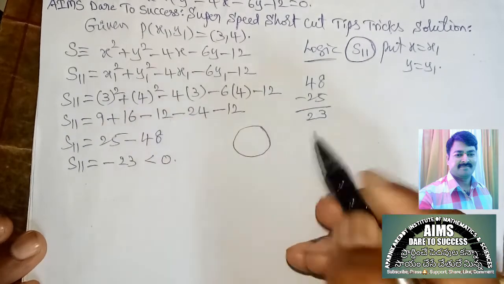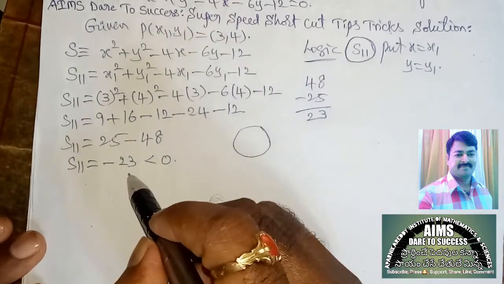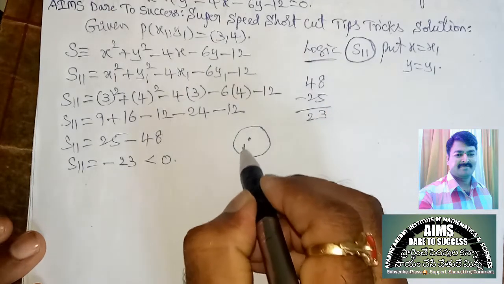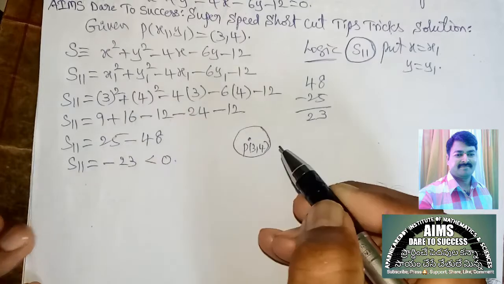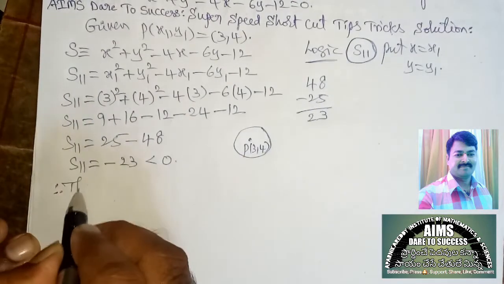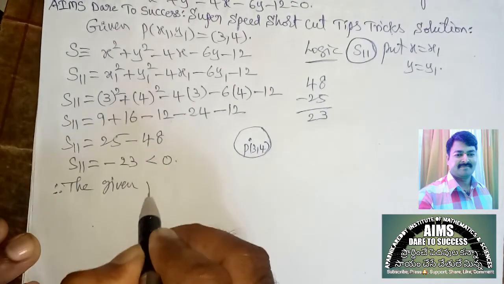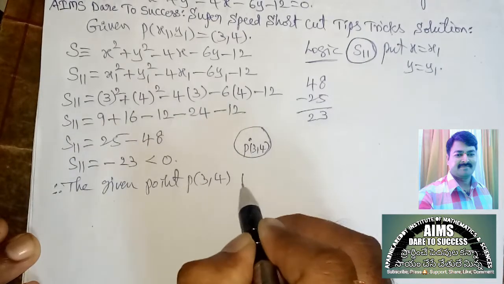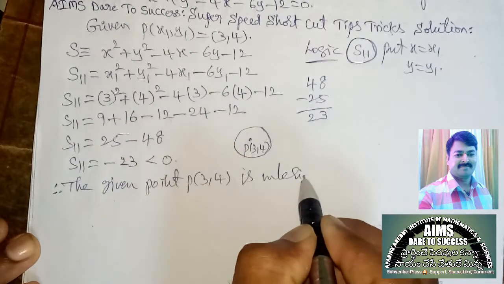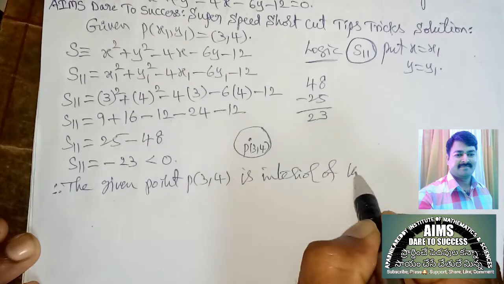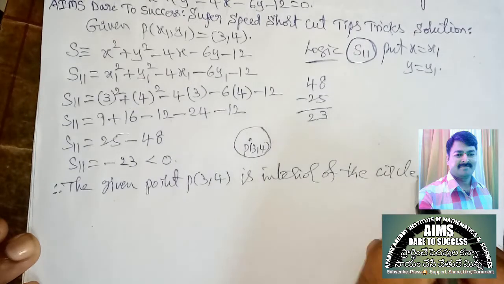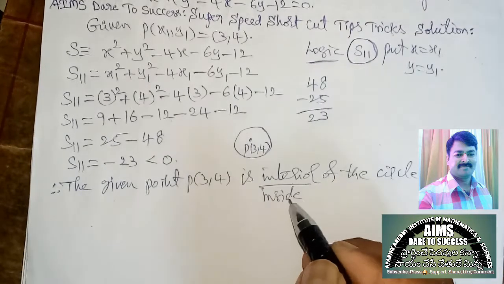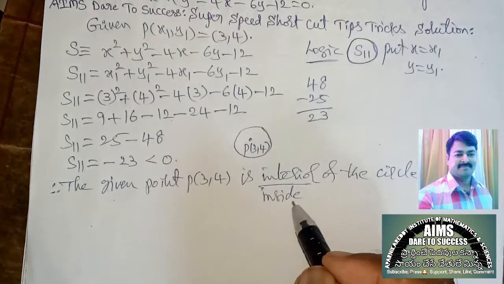Now I am presenting the circle. S11 is less than 0. Less than 0 means inside of the circle. P3 comma 4 lies inside of the circle. Therefore the given point P3 comma 4 is interior of the circle. What are interior or inside of the circle? Same meaning, interior or inside of the circle.